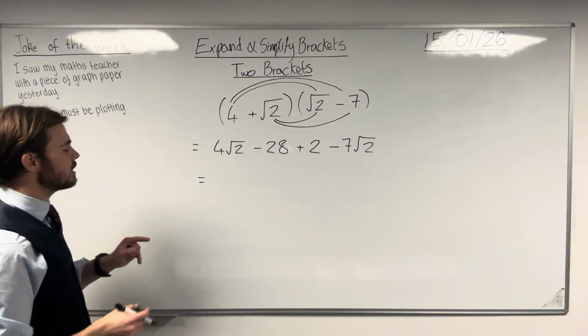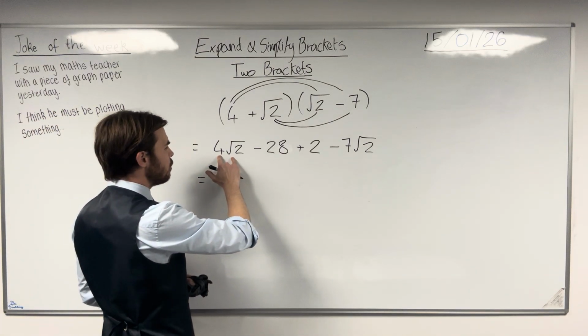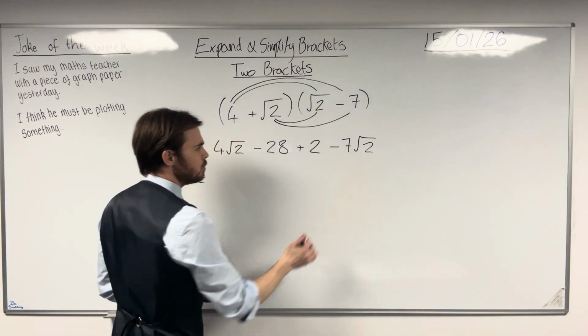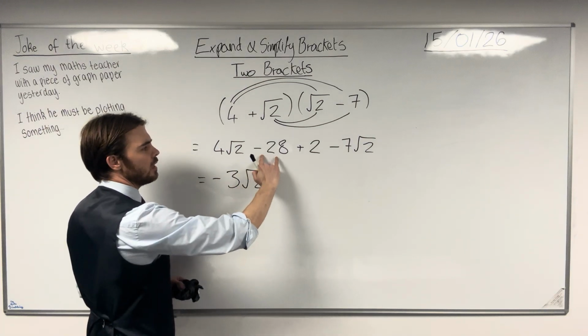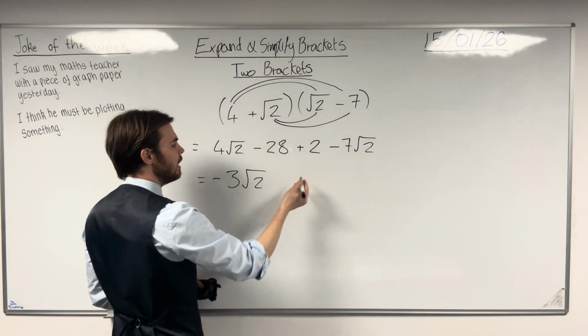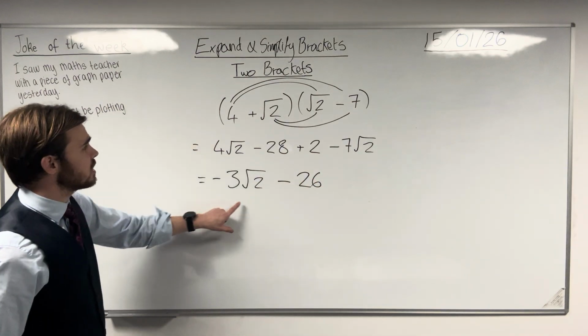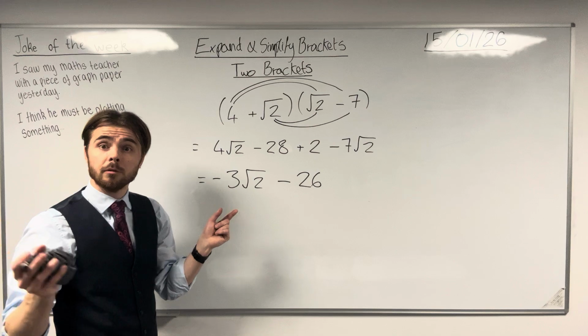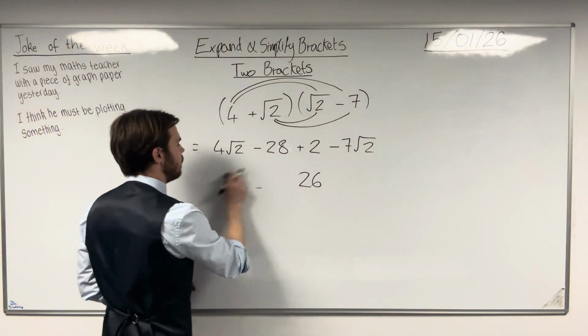Let's try and sort things out. I'm going to start with the surds. So I've got 4 root 2 take away 7 root 2. That is going to be negative 3 root 2. And then I've got negative 28 add 2. That is going to be negative 26. So both of our answers here coming out negative, that's absolutely fine. And there we go. All finished. Right, on to the next one.